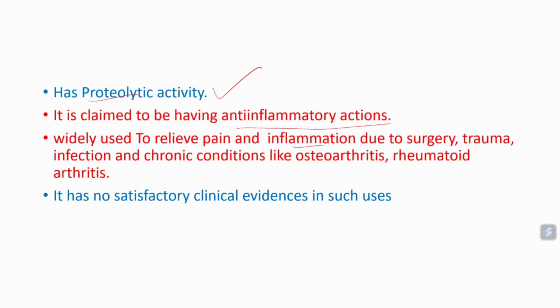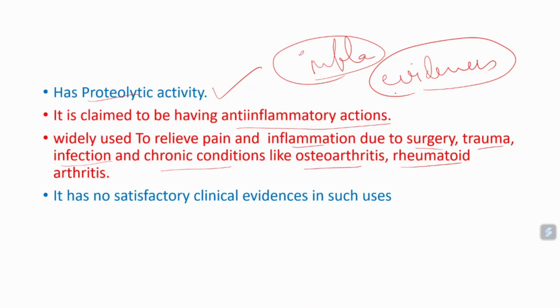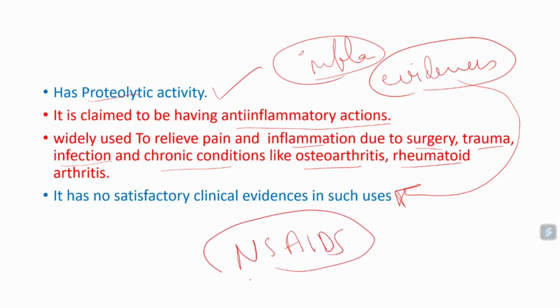That's why it is commonly used in inflammation due to surgery, trauma, infection, and chronic conditions like osteoarthritis, rheumatoid arthritis, and other inflammatory conditions. But for this anti-inflammatory action, it has no sufficient evidence. Certain clinical trials are still going on with this enzyme. Since it does not have enough evidence, we can't say that it is used alone for anti-inflammatory actions. That's why it is used along with other NSAIDs, very commonly only in combination with different NSAIDs.